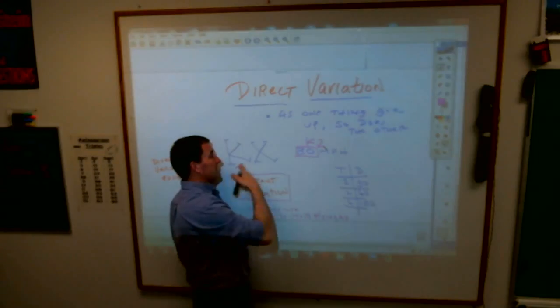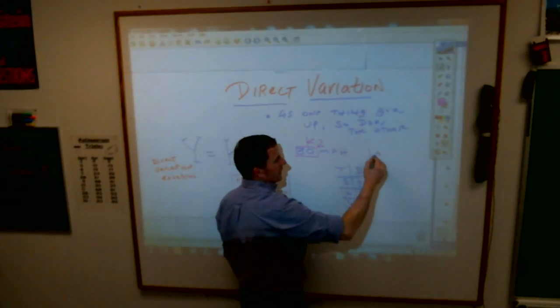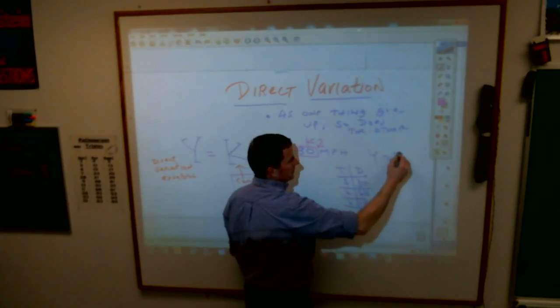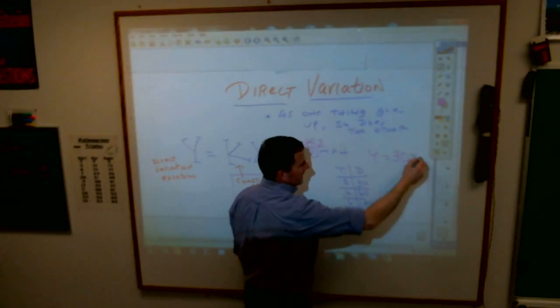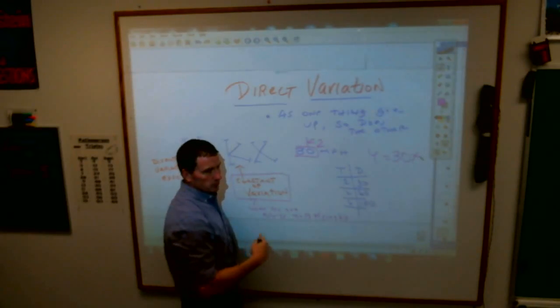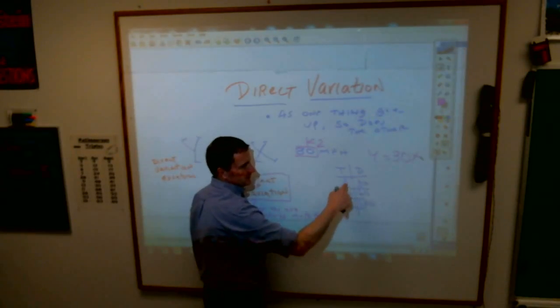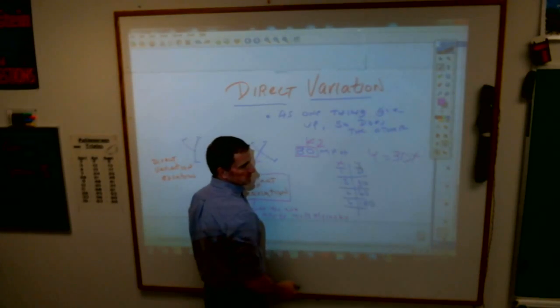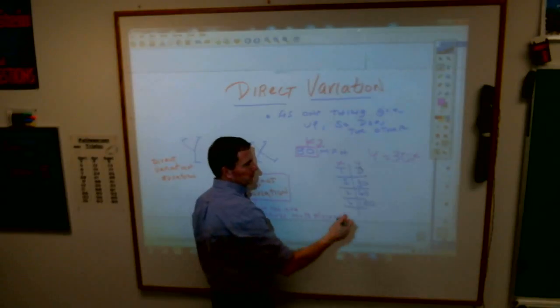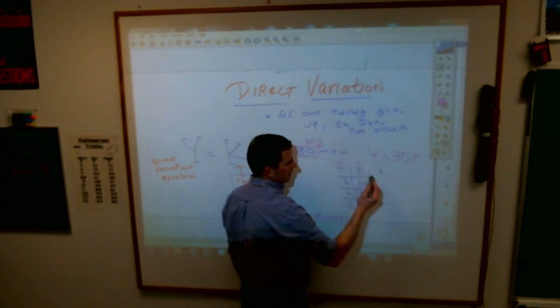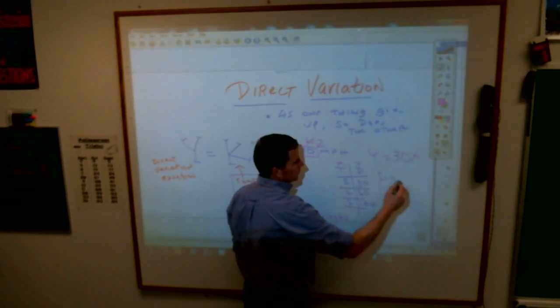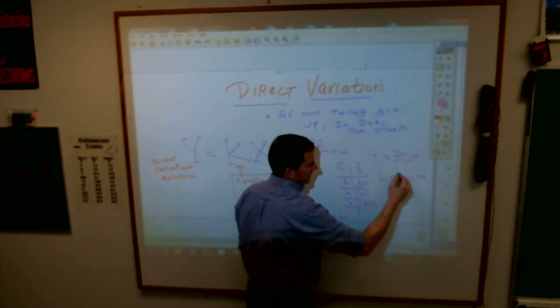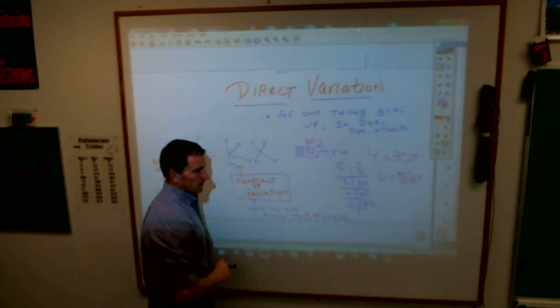And if I were writing the equation out, I would say y equals 30 times x. Well, not always do we use x's and y's. This time I used t and d just to help. But you would put this as x, and this would be y. Or you could say d equals 30 times t. My constant of variation was 30.